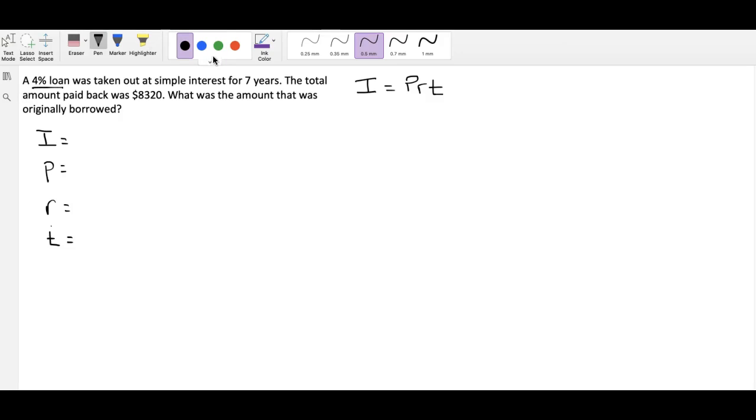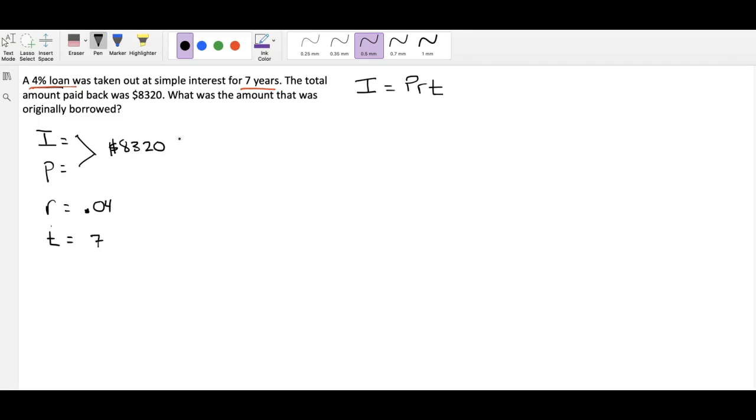So we've got the 4% loan here. I'm going to do it in red. And we've got 7 years. So we know those two things are pretty straightforward. So the loan rate is 0.04 and the time is 7. But what we know is these two put together, I plus P. So the interest plus the principal is the amount you pay back at the end. So that's going to be the $8,320.